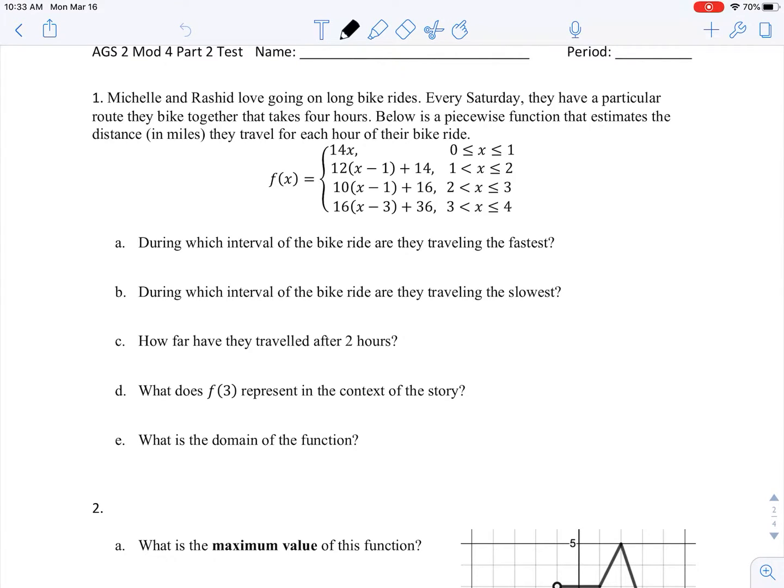Okay, here's a video for the Module 4 Part 2 test. Obviously, the retest will not be this version.